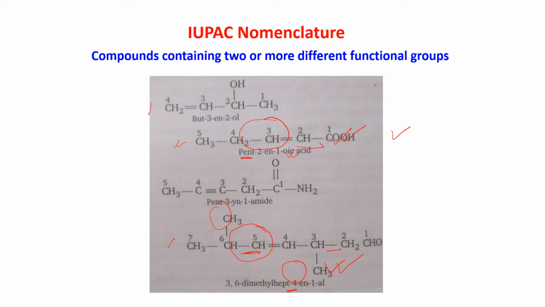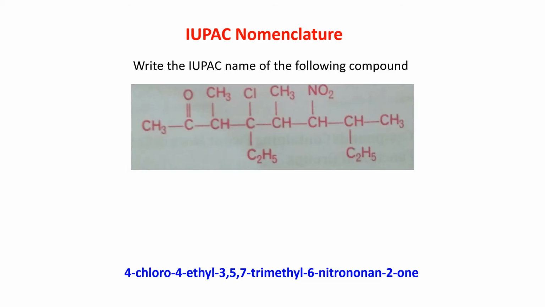So the example that I have not done, that is this one. Suppose this is 1, this is 2, this is 3, and this is 4. I have not done 1 and 3. Please do it on your own. See, for this example, there are so many functional groups present. Keto, methyl, chloro, another methyl, nitro, ethyl, one more ethyl.